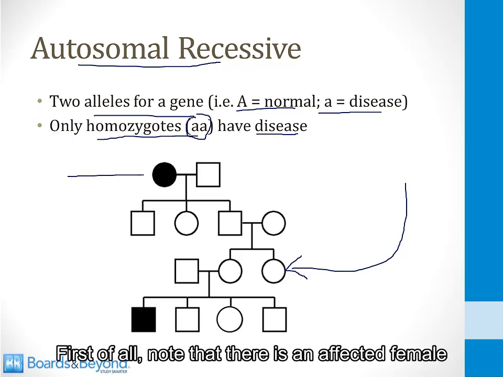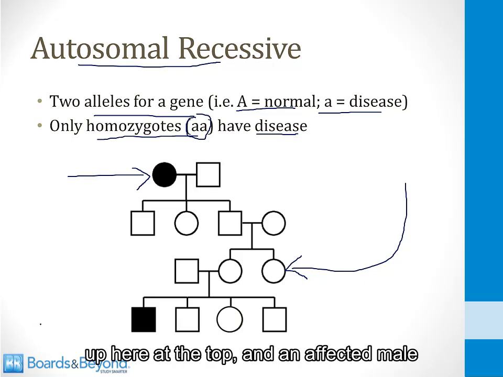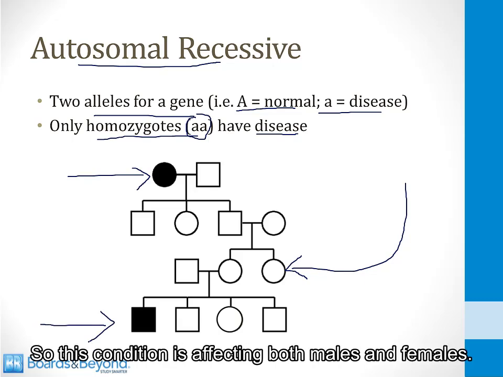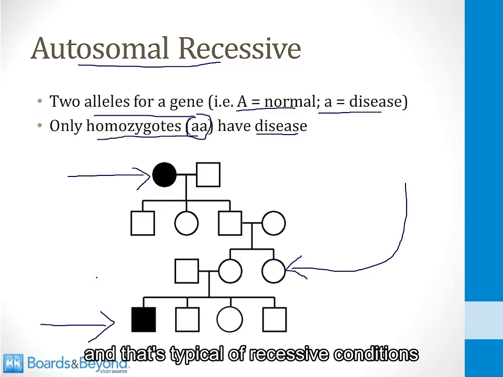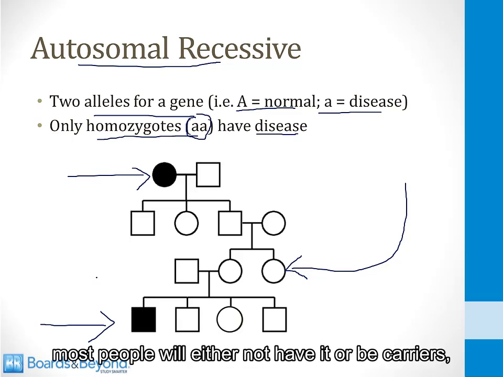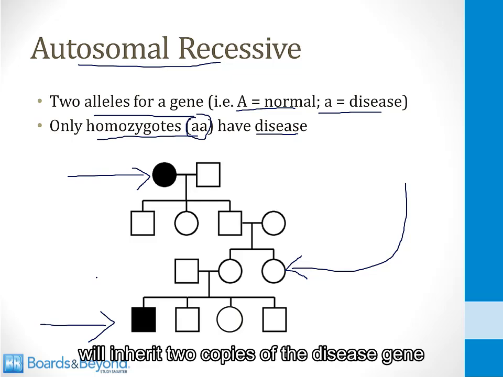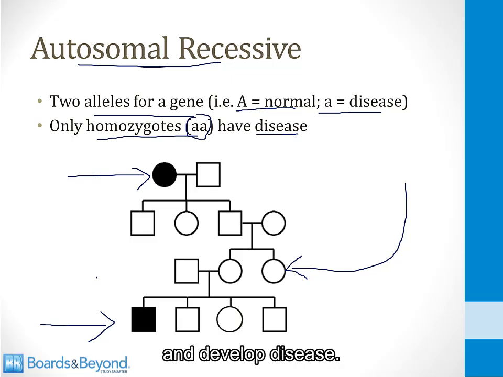First of all, note that there is an affected female up here at the top and an affected male down at the bottom. So this condition is affecting both males and females. Notice also that relatively few people have disease, and that's typical of recessive conditions. Because the gene is recessive, most people will either not have it or be carriers, but only a small number of people will inherit two copies of the disease gene and develop disease.